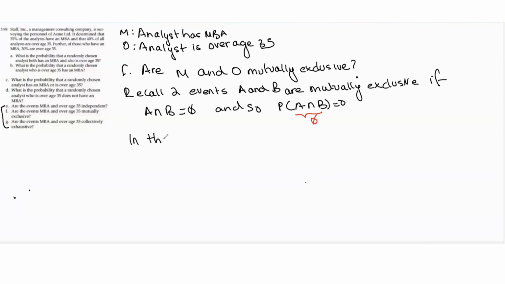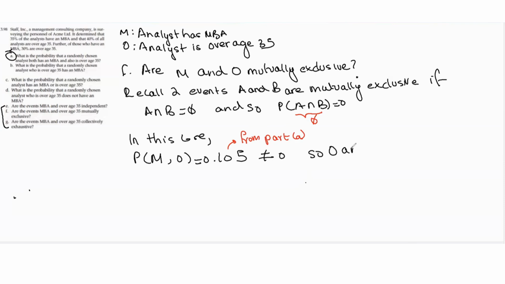In this case, let's apply this to the specific case. In the specific case, probability of M and O is 0.105. We found this in part A, when we applied the multiplicative rule. We've already found the probability of the intersection, which is not equal to 0. So O and M are not mutually exclusive events, right? Their probability of intersection is not equal to 0.